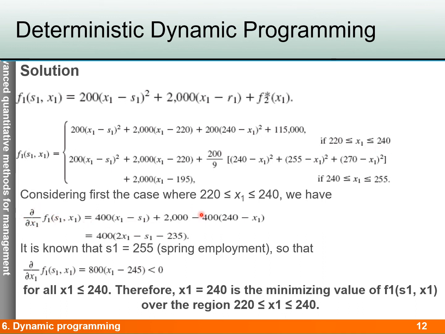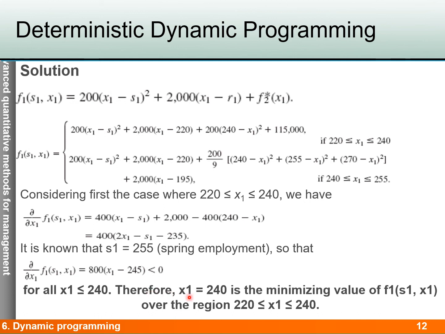If I derive this item, I will see that, as we know, S1 is equal to 255. In the very first part of the formulation, we found that. Okay, why? Because with the same item, S1 is equal to X0. X0 is our X spring, and we know that is 255. So for all X1 less than or equal to 240, this derivation is negative.